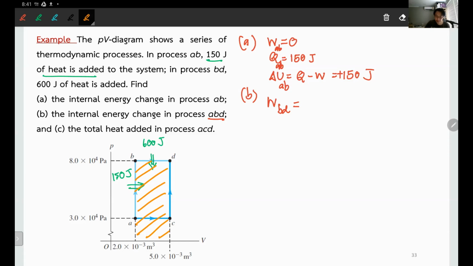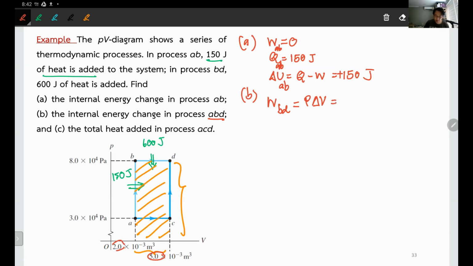Okay, so that's it. It's going to be the width times the height. Okay, it's P delta V. You think about it: is it going to be positive or negative? It's going to be positive because the volume is increasing, going from 2 to 5, so you get positive work done. Gas expands, volume increases.